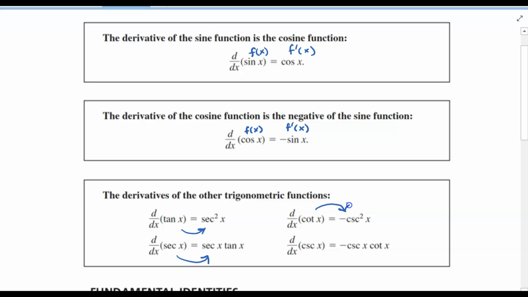derivative of cotangent is negative cosecant squared, and derivative of cosecant is negative cosecant cotangent. So all of these rules just need to be memorized. Now, there's really no need to prove them to you, but if you wanted to prove them, you'd be looking at the limit of the difference quotient.